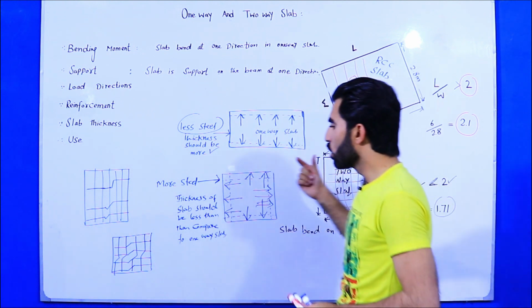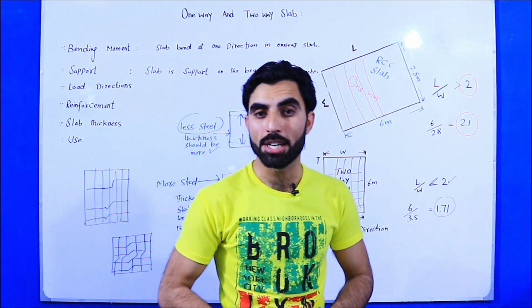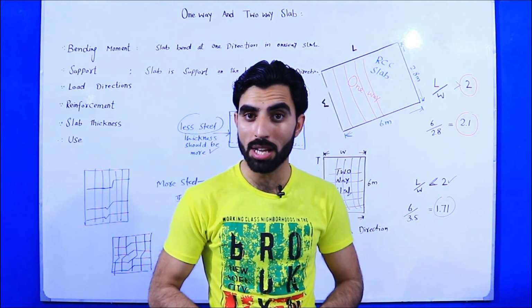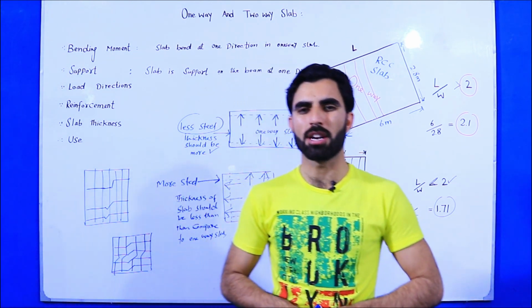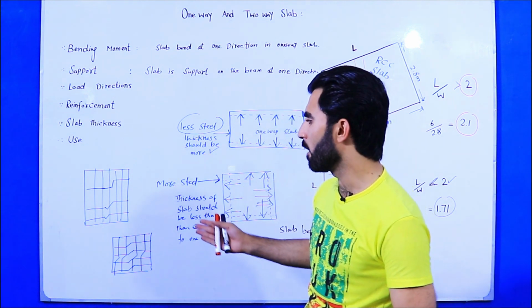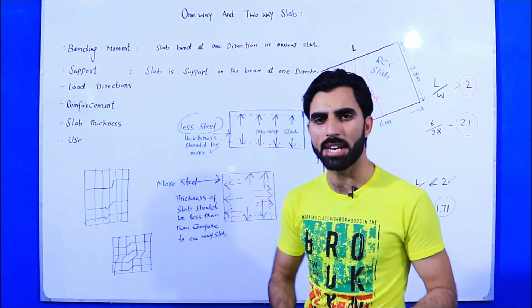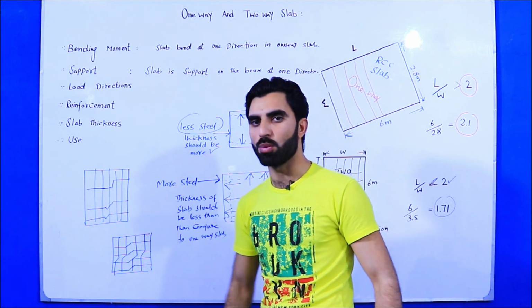Now, guys, come to the two-way slab. The two-way slab is specially used for multi-story buildings. And one-way slab, as I told you, is normally used where required, but especially a one-way slab is a chajja and also a veranda.